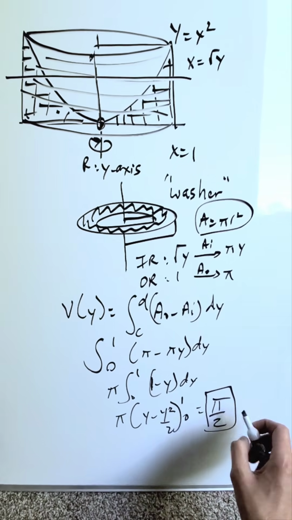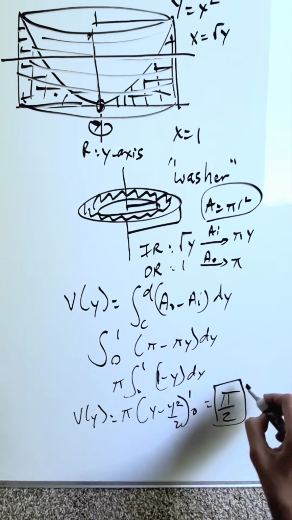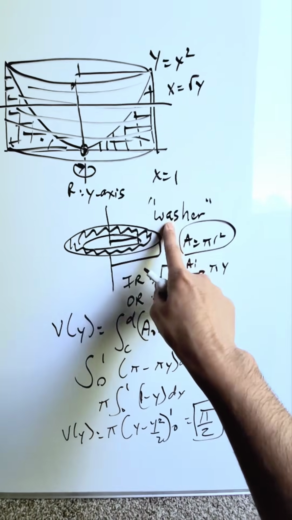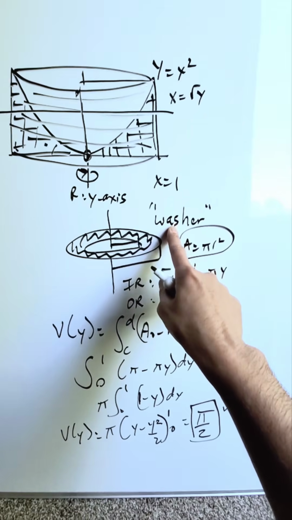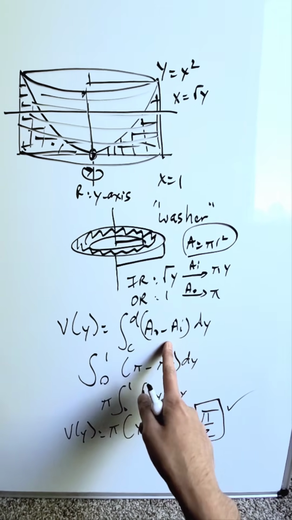Pi over 2 units cubed, whatever those units are. But this volume determination is correct. Pi over 2 is correct, and we have used the washer method for determining a volume. The area of a washer is integrated from a lower limit to an upper limit to give you your desired result.